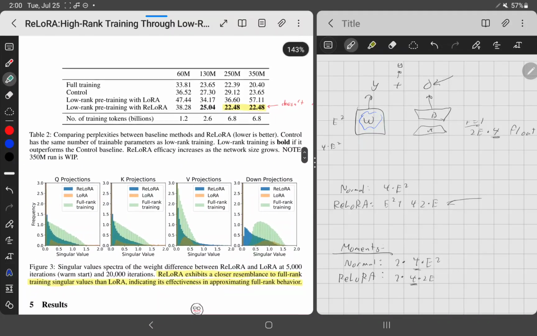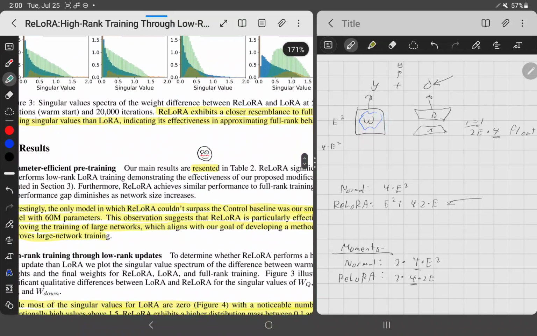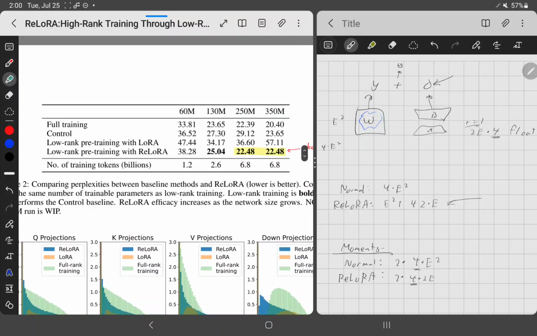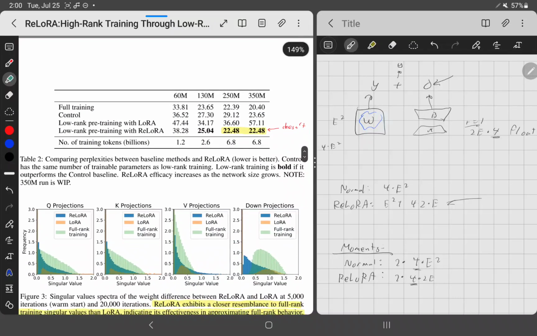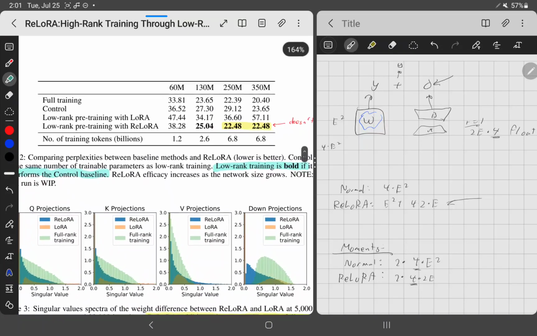Now, let's just go to this first chart, which I do find funny. They say that their results are "resented" in table 2, so in this table, keep in mind, they're resenting their results. No, I'm kidding. They forgot the P, but I thought that was kind of funny. But anyways, they compared perplexities between baseline methods and ReLoRA. Control has the same number of trainable parameters as low rank training. Low rank training is in bold if it outperforms the control baseline.